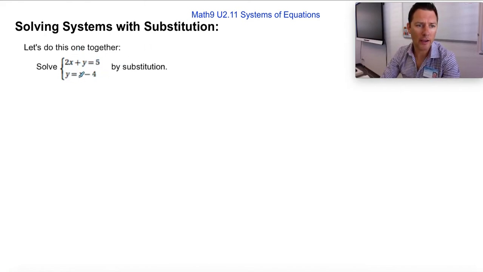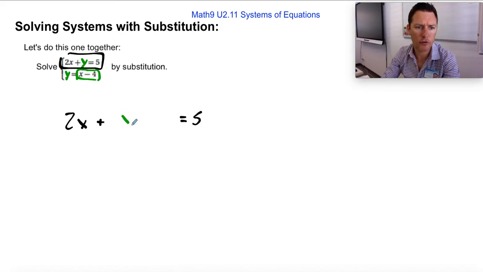I know that y is equal to all of this, so instead of this y, I'm going to call that y's nickname. So I'm going to take this top equation, rewrite it as 2x plus y equals 5, but instead of calling it y, I'm going to call it y's nickname, right, which is x minus 4. It's the same equation, but instead of y, we're calling it y's nickname.